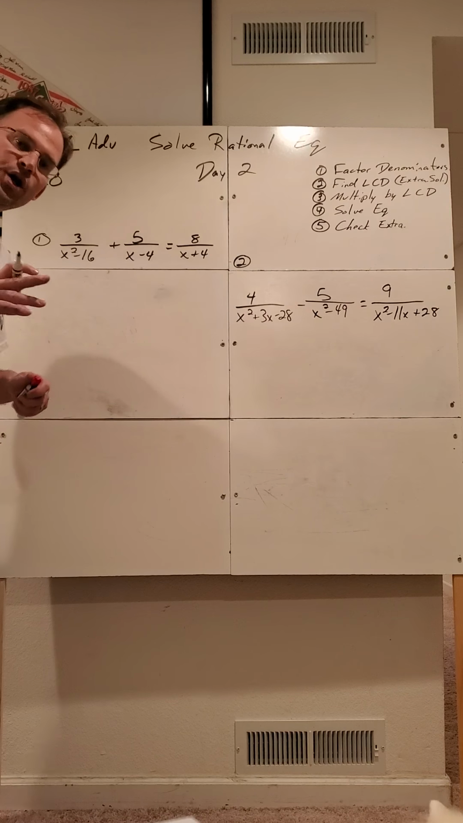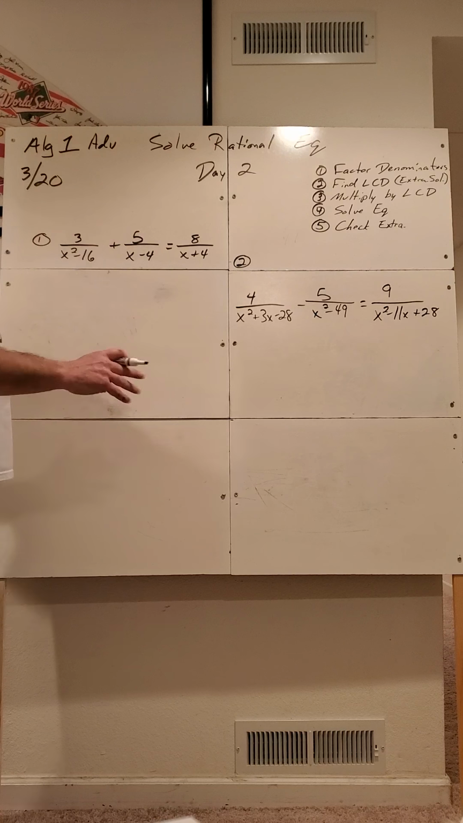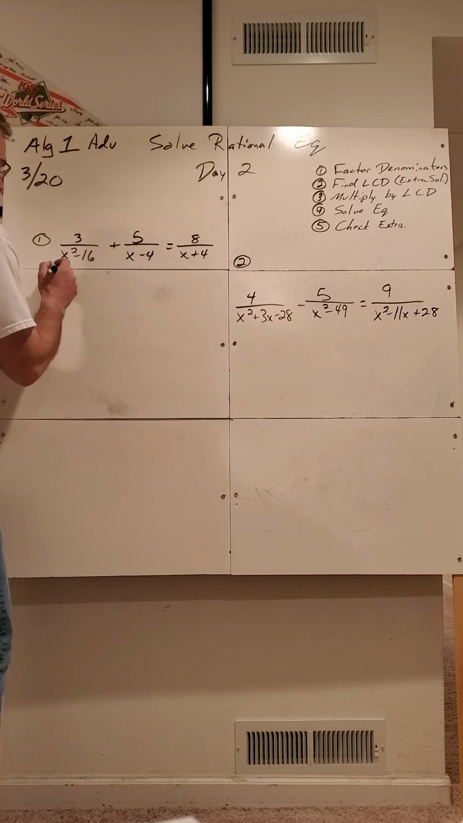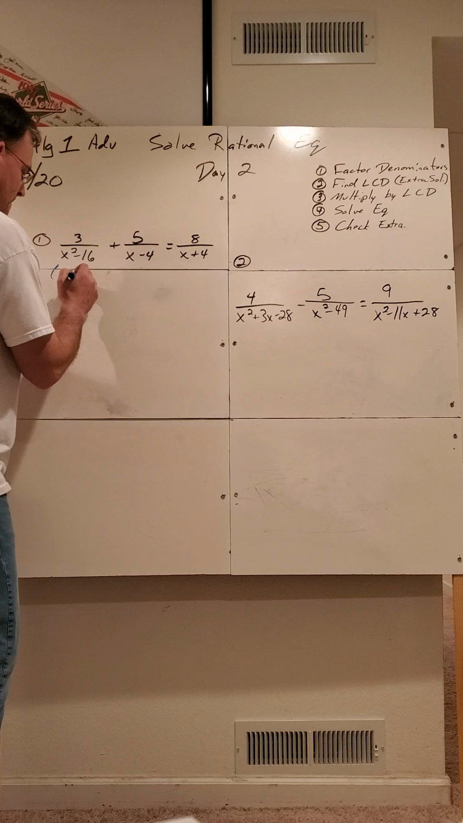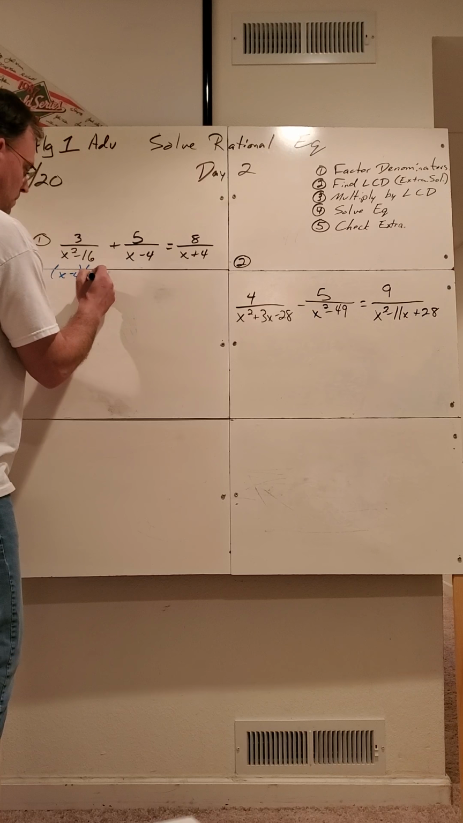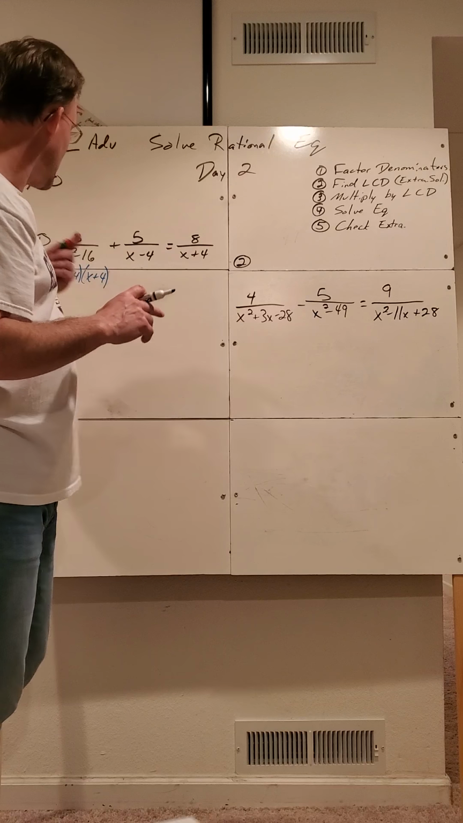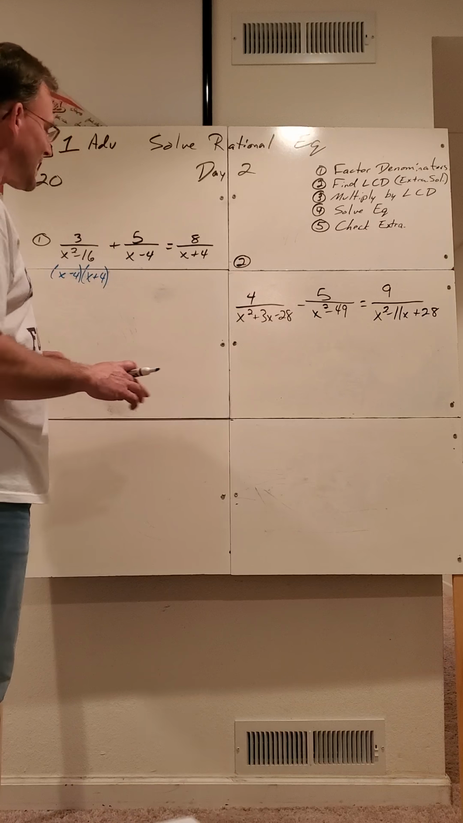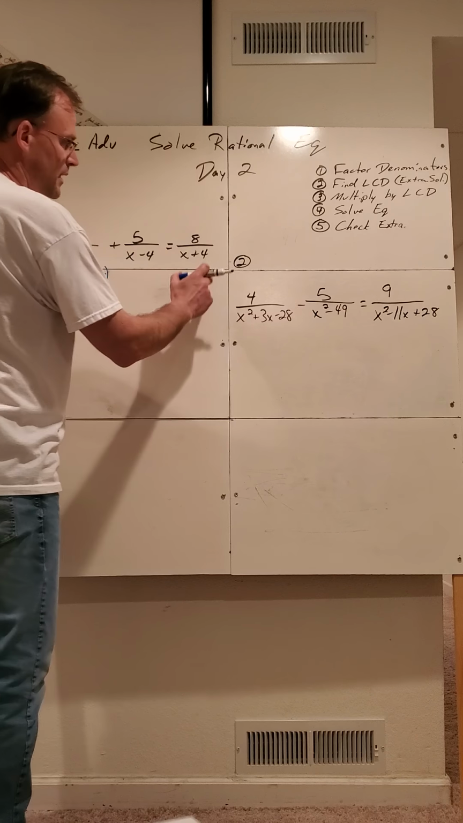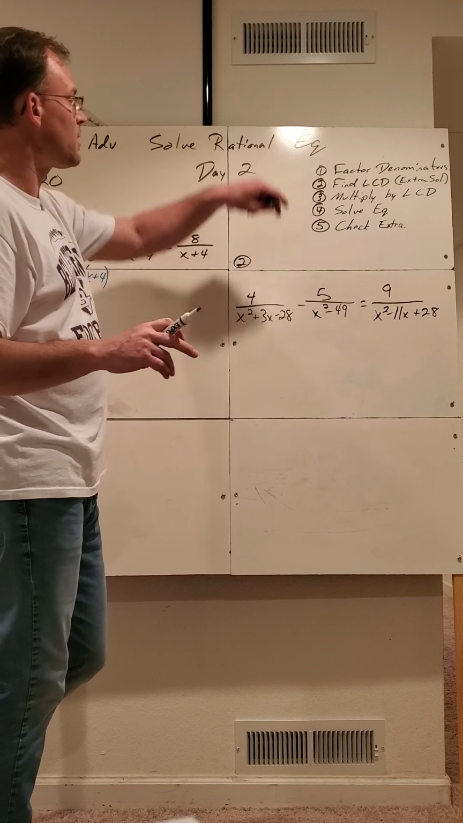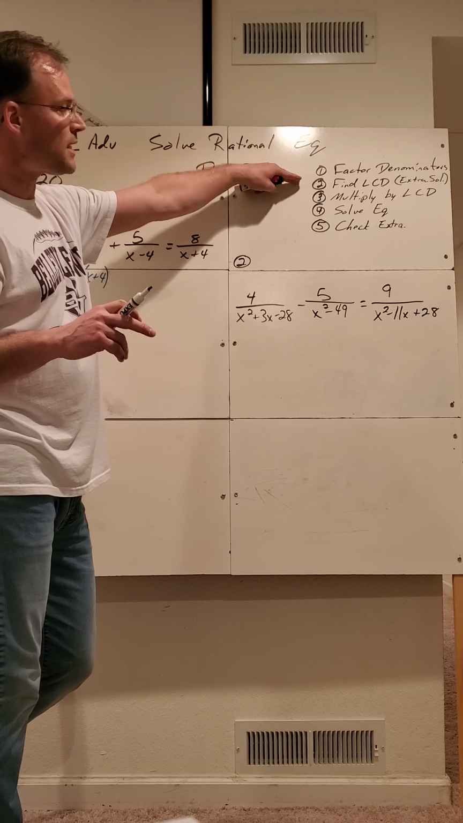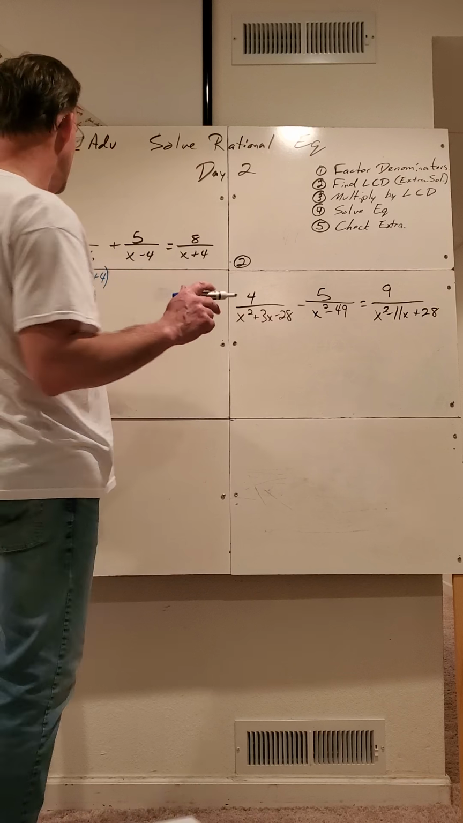So here we go. Number 1, step 1, factor the denominator. I got everybody's favorite type of factoring, difference of perfect squares, because it's nice and easy. No factoring needed here, no factoring needed here. Done with step 1.